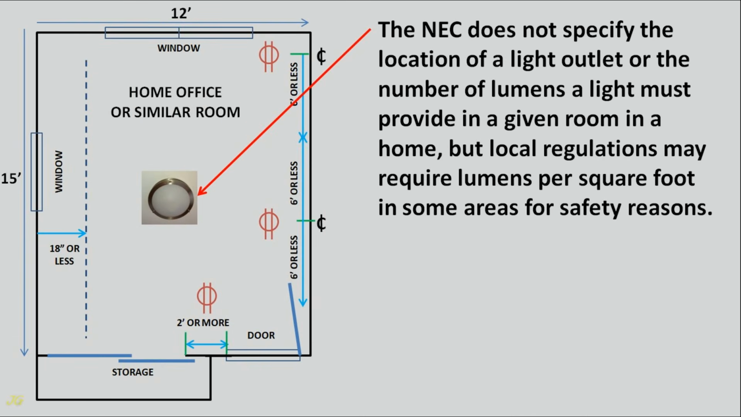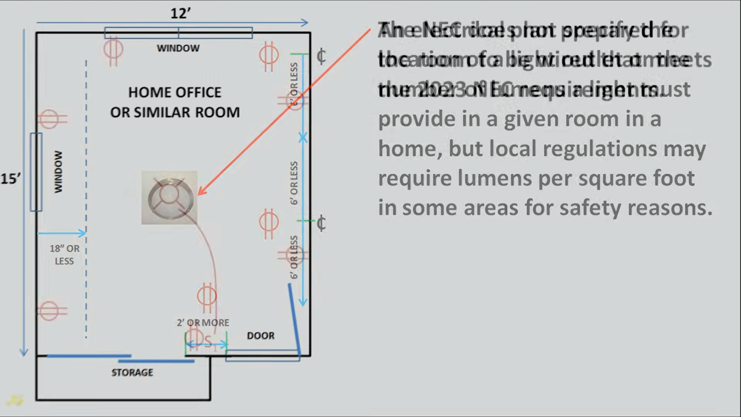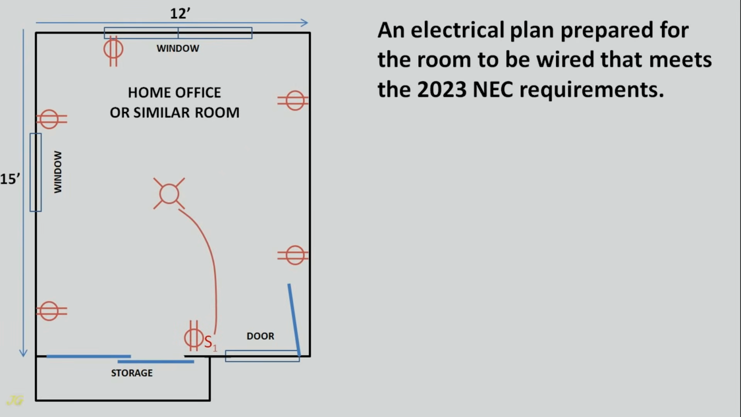The NEC does not specify the location of a light outlet or the number of lumens a light must provide in a given room in a home, but local regulations may require lumens per square foot in some areas for safety reasons. An electrical plan prepared for the room to be wired that meets the 2023 NEC requirements.